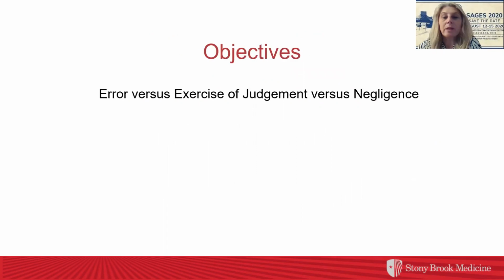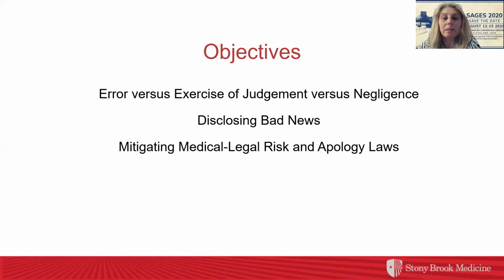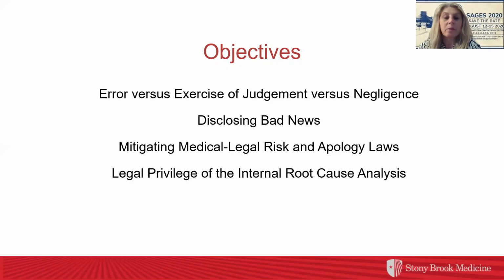So my objectives today are to impart that before any reporting can occur, physicians must understand the difference between error, exercise of judgment, and negligence. Secondly, I will summarize the current roadmap for disclosing bad news to patients, and also how to mitigate medical legal risks, especially in view of apology laws. Next, we will review internal reporting processes, especially the root cause analysis, and to what extent this process is privileged. Lastly, we will touch on stress management for physicians, which can be overlooked.